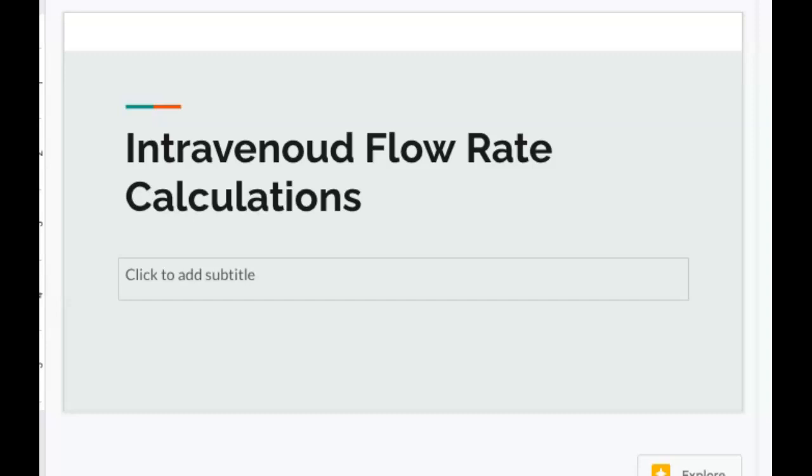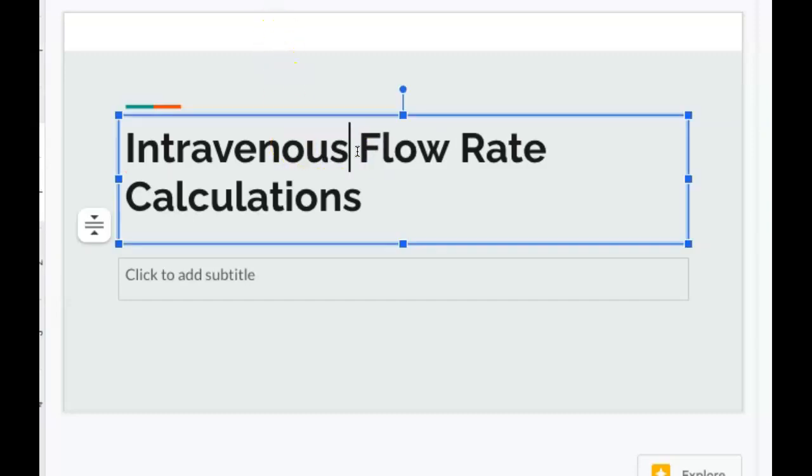Okay, so we're going to learn about intravenous flow rates. Let me spell that right there. Intravenous flow rate calculations. And it's actually really pretty easy. The key to this calculation is understanding dimensional analysis and paying really close attention to your units.